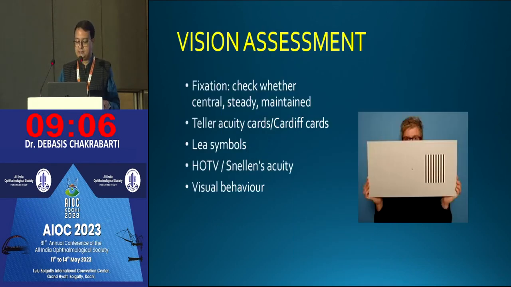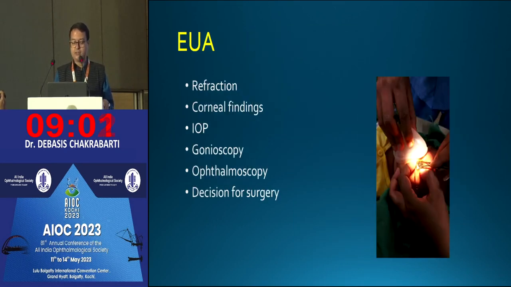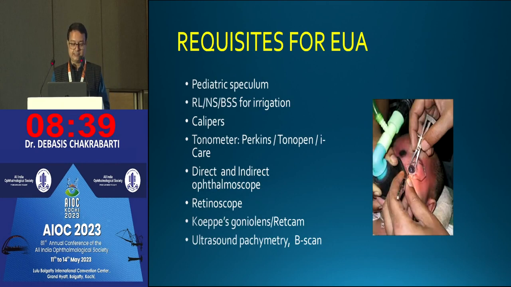Now, while assessing these children, vision has to be assessed by age-appropriate methods. Then the most crucial thing of assessing these children is the examination under anesthesia, where we have to do the following things. We have to check the refraction, we have to look at the corneal findings, measure the intraocular pressure, do a gonioscopy, check the fundus, and based on these findings, we have to decide for surgery. And in many cases, the surgery and the EUA is done in the same sitting.